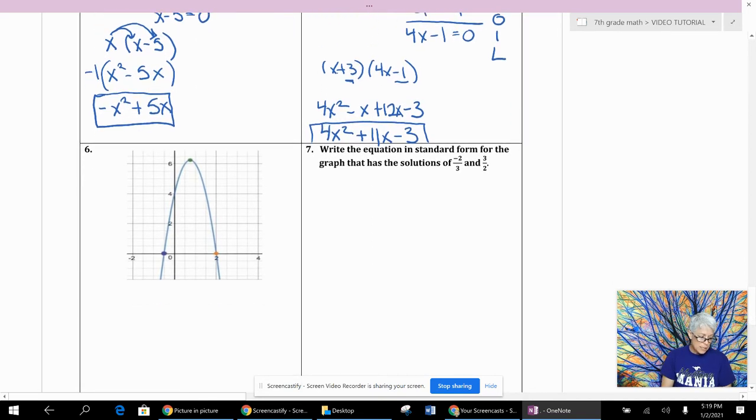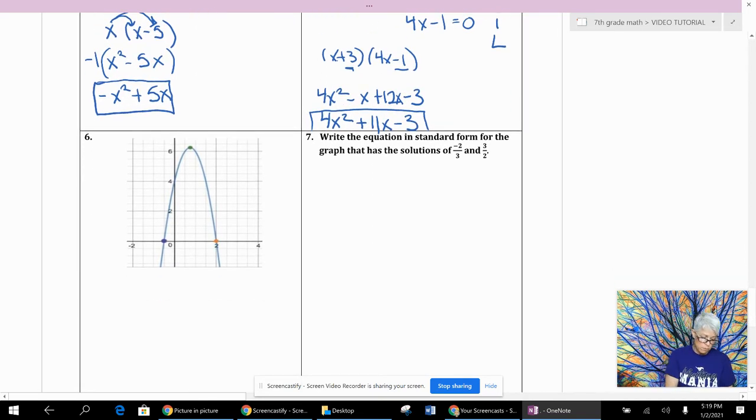Okay, this next one, it's concave down. Notice that. So don't forget, we're going to have a negative in there. We're going to have to distribute that negative through. This point right here is negative a half, 0, and this point is 2, 0. So we have another opportunity to practice fractions.